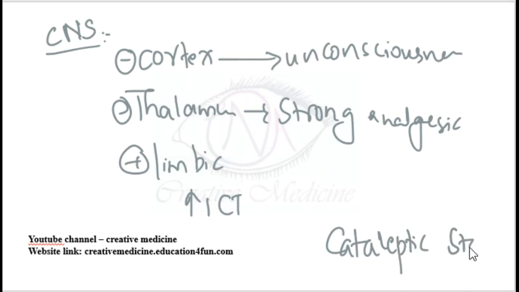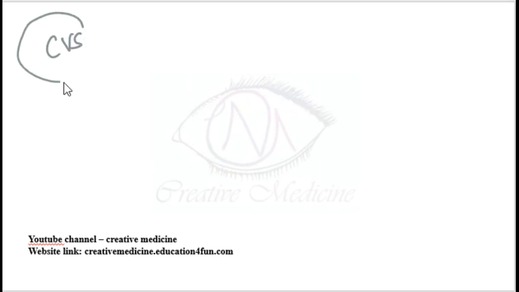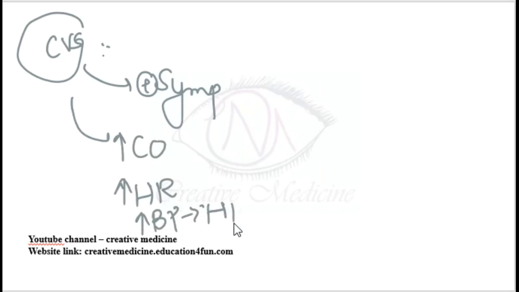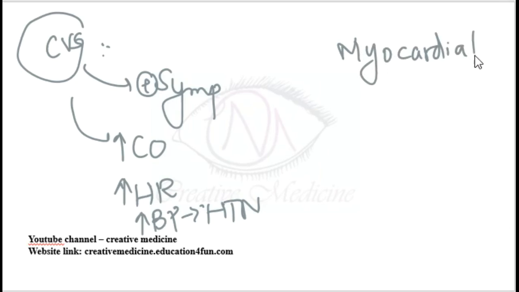In the cardiovascular system, ketamine activates the sympathetic system and thus increases cardiac output. It causes tachycardia by increasing the heart rate and it causes hypertension. Ketamine is a directly acting myocardial depressant, which matters in a denervated heart, catecholamine depletion, or sympathectomy.